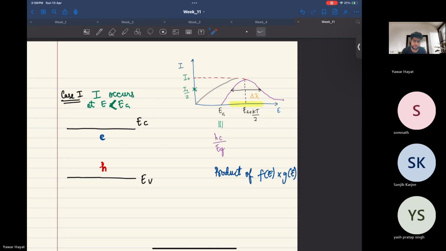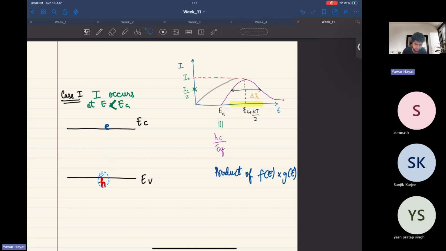Yes, sir. So where should the electron be now? Let's correct it. First you answered that the electron should be here, and the hole was here, but I came up with a justification to counter your argument. Now, where should I keep this electron? Let me move this. Where should I move it? Sir, on EC. On EC. At EC. Yes, sir. Where should I move the hole? On EV.